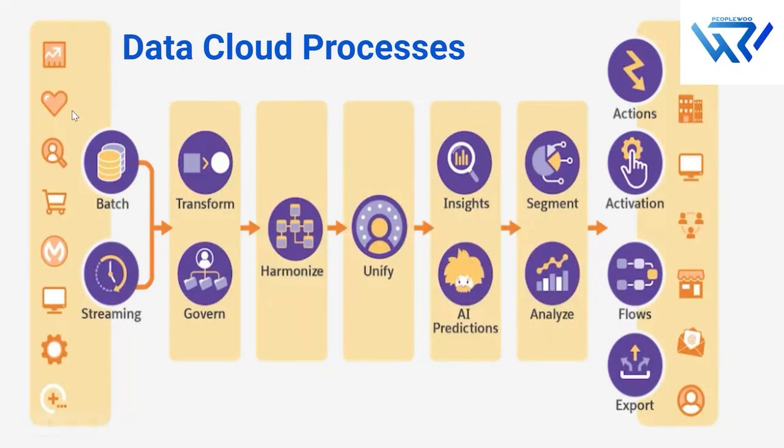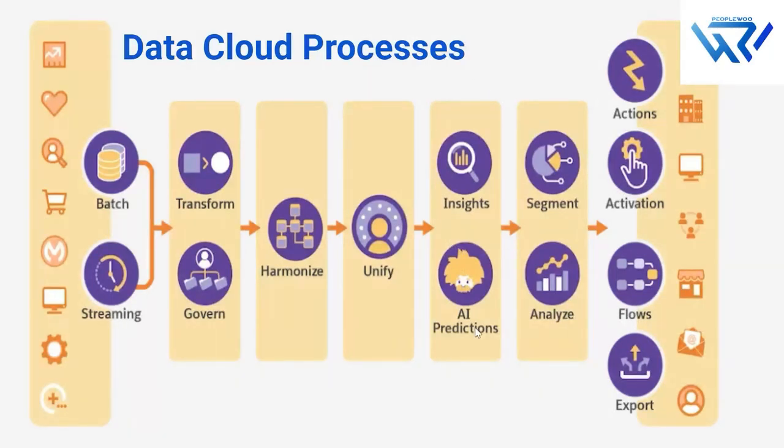Once you get data, either by batch or streaming, from multiple different platforms like sales, service, marketing, MuleSoft, integrations with websites, mobile applications, and databases, you can transform and harmonize that data. Data harmonization means creating single customer profiles. It is a process of data unification. If it identifies duplicates or discrepancies, you can harmonize and unify that data so that you have reduced customer profiles. Then on those customer profiles, you get insights and AI predictions.